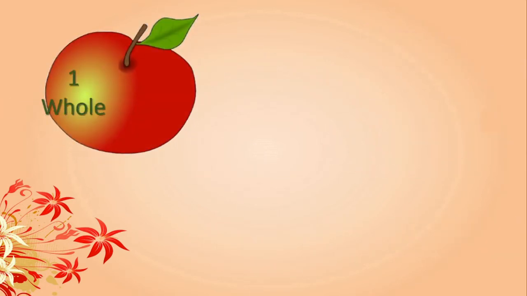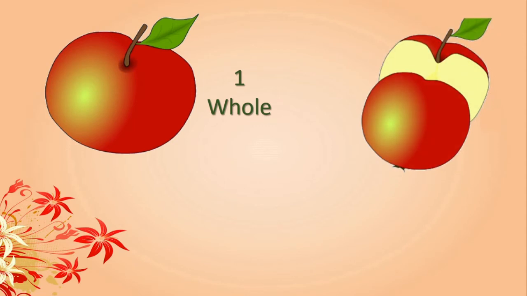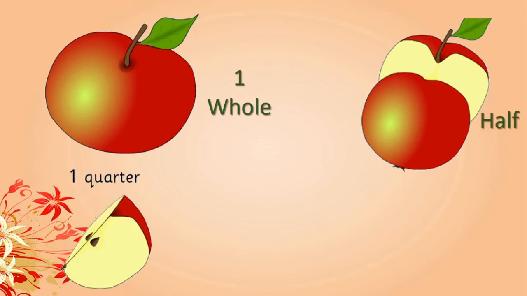Now dear children, this is an apple. One whole apple. Okay, we will cut this into two equal parts. That is nothing but two halves, or each part is called a half. Okay, you know this, and you know this also. This is 1 quarter. When we cut an apple into 4 equal parts, then each part is called 1 quarter.